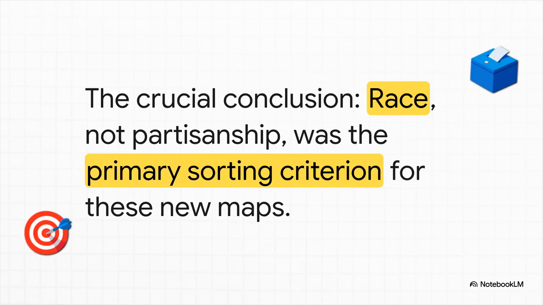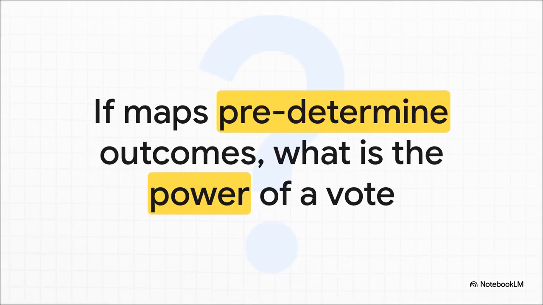So let's just boil it all down to the single most crucial point. The core argument of this entire forensic analysis is this. The primary tool used to draw this new Texas map wasn't about party. The report claims the number one sorting mechanism was race, used to achieve a very specific political result. And that leaves us with one last big question. This analysis suggests these lines might have been drawn to predetermine who wins and who loses, all based on race.